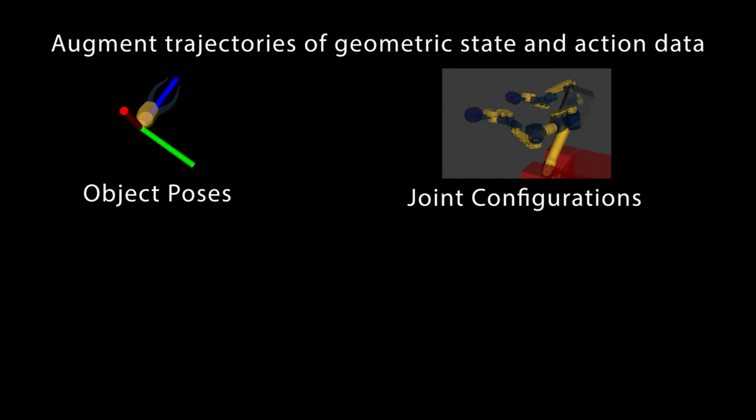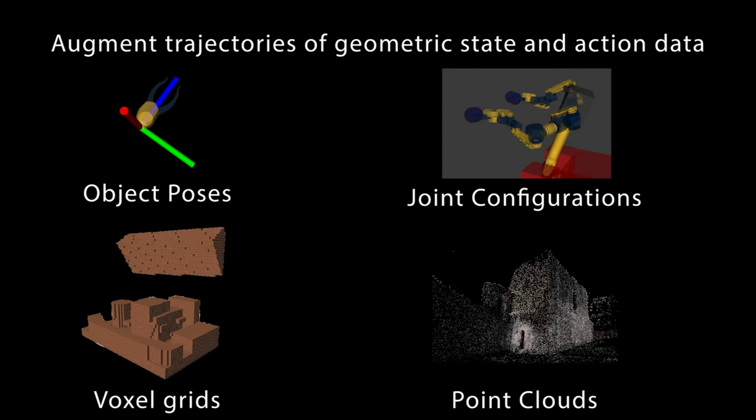We aim to augment trajectories of geometric state and action data. This includes data like object poses, joint configurations, voxel grids, and point clouds. Furthermore, we focus on short trajectories where some objects in the scene and/or the robot are moving. Additionally, we demonstrate the proposed method on both classification and regression problems. I will now describe our proposed augmentation method, then present our experimental results.